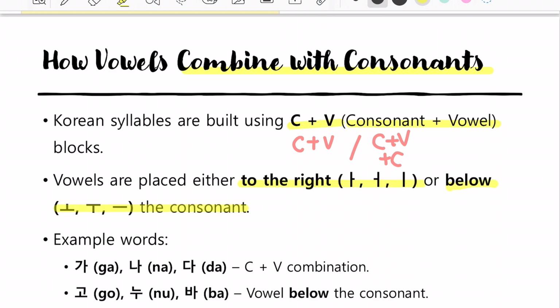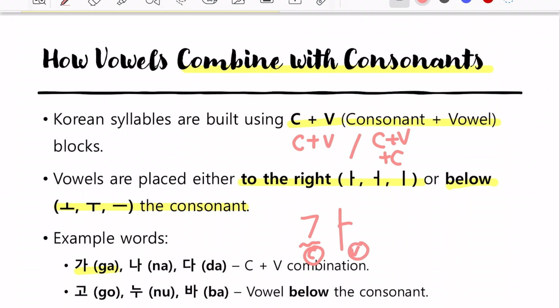Let's see the example. This example word is called ka. First start with the consonant. This one is called giyeok. It creates a G or K sound, but more like in between. So G or K sound, like ga. There's giyeok, and as I said, there's a consonant and we need a vowel, which is a there. So if I combine giyeok with a, it becomes ka, because giyeok makes a g sound. G sound plus a becomes ka. So here we combined consonant and vowel.